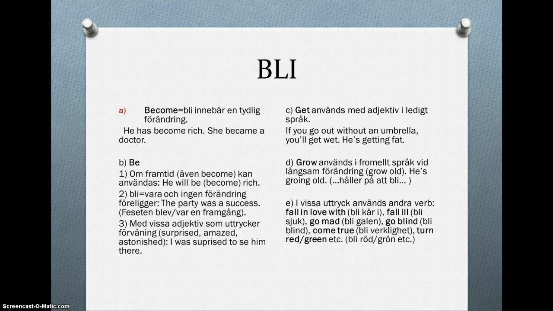And the last Swedish verb is bli. They also have 5 different verbs in English. You use become when you talk about a clear change. He has become rich, which was different from what he was before, or she became a doctor. She wasn't one before, but now she is one. You use the verb be in different ways when you talk about the future. You could also use become here. He will be rich, or he will become rich.